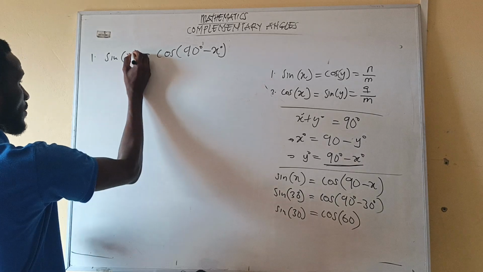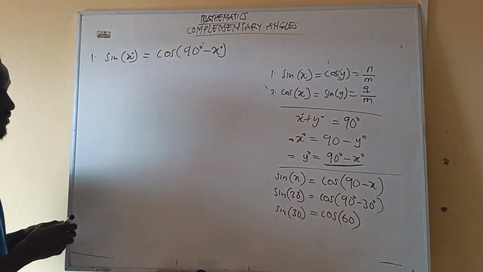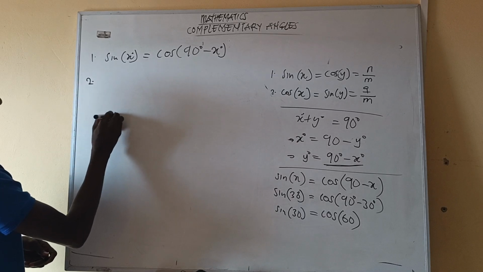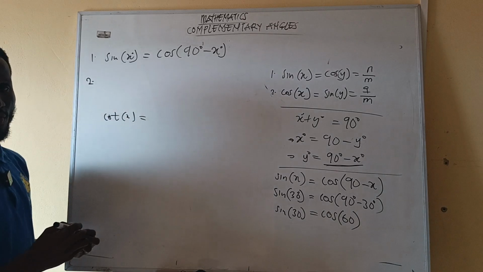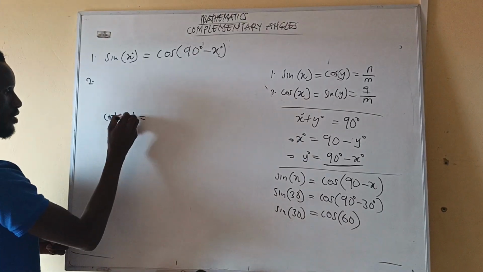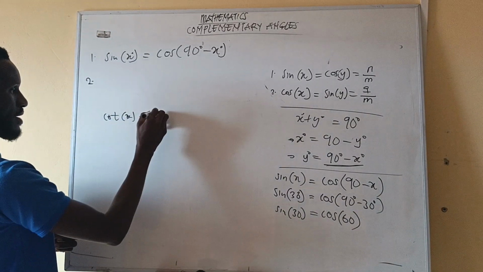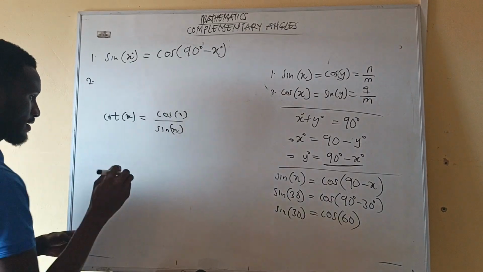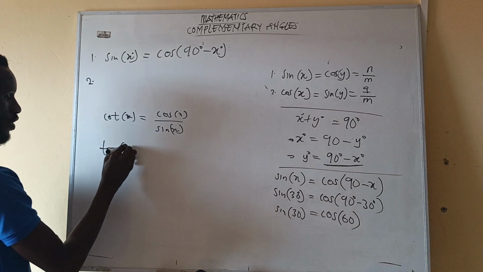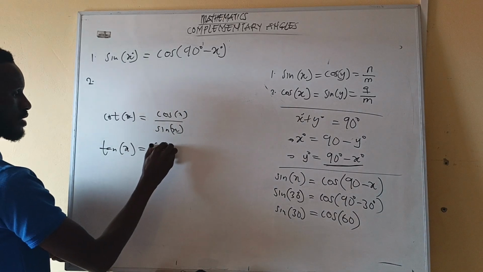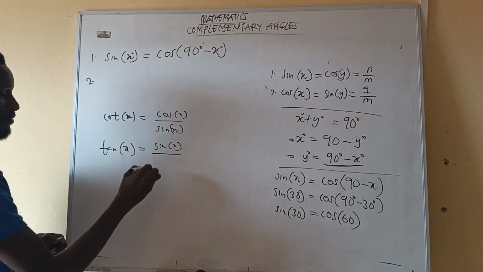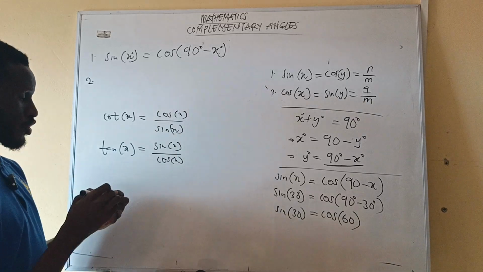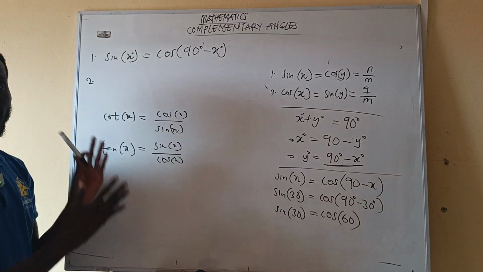Now, let me talk about the second one. You remember cot of any angle. Don't forget that cot of an angle is the same as cos x divided by sine x. Right? And then don't forget that the tan of any angle x is also the same as what? Sine x over cos x. I think we talked about this one in the previous video. Now I'm going to look at the difference between these two things, whether they are also complementary.